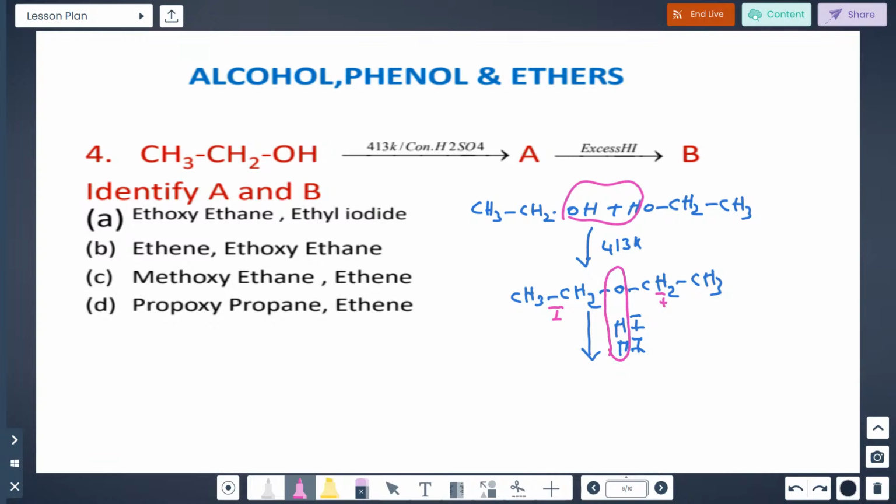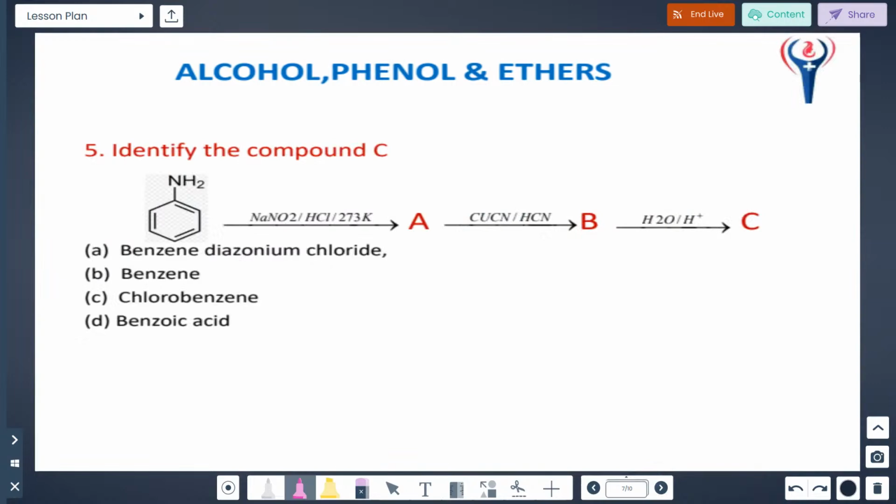So CH3CH2I plus CH3CH2I, that is what? 2 moles of ethyl iodide. Understood? So the product is given. So A is ethoxyethane, B is what? Ethyl iodide. Understood? So option A is the correct one. Simple one. Next one. Identify the compound C. They are asking only C. Understood? You take aniline, whenever you see it, it is a diazotization reaction. Understood? So here, I'll write it here.